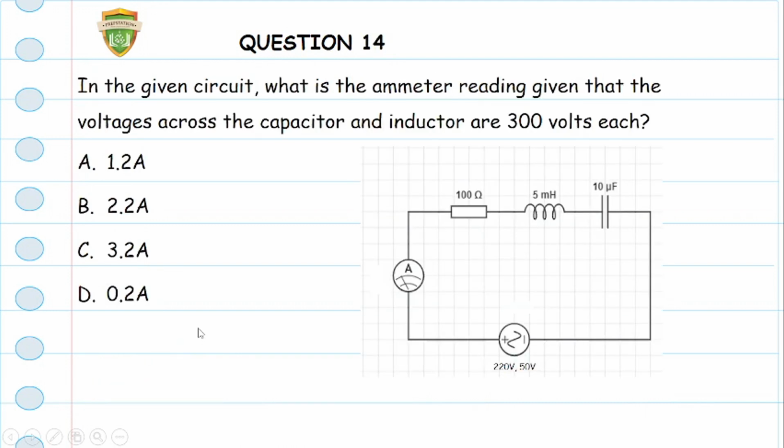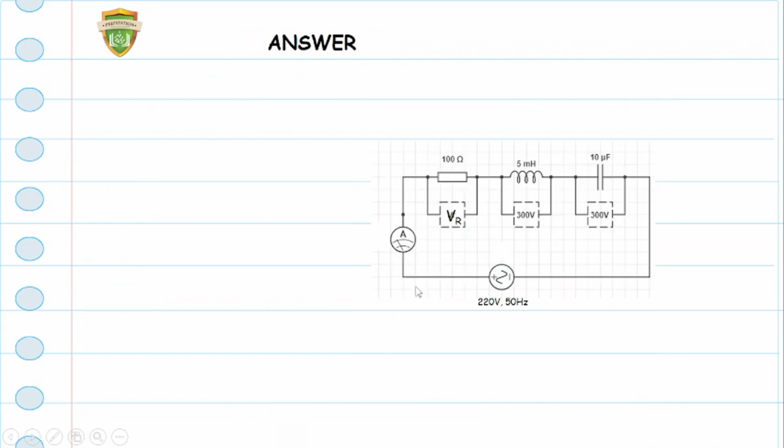Question 14. In the given circuit, we're asked to find the ammeter reading, given that the voltages across the capacitor and the inductor are 300 volts each. The voltage across the inductor is 300, the voltage across the capacitor is 300, but we don't have the voltage across the resistor, so we denote it here as V subscript R, meaning voltage of the resistor.